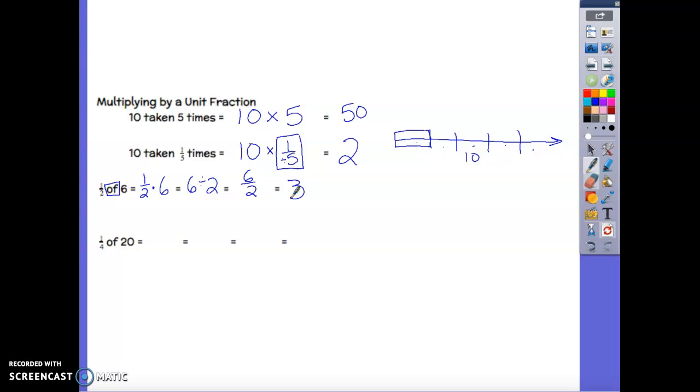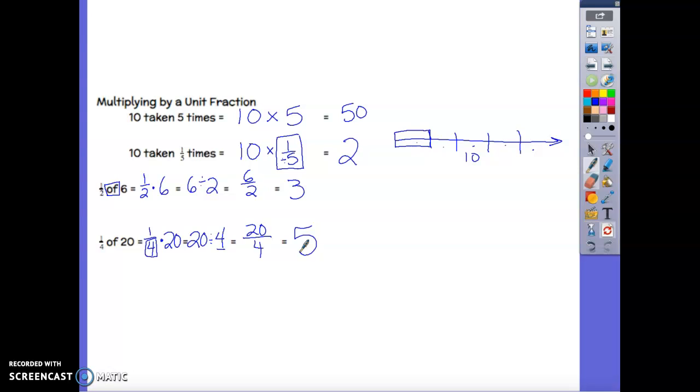You can do the same thing on the bottom one. So 1/4 of 20 is the same thing as 1/4 times 20, which is the same thing as 20 divided by 4. Remember, I'm getting my 4 from my denominator. 20 divided by 4 can be rewritten as a fraction, and 20 over 4 is equal to 5. Now, for today, all of your answers will work out perfectly to those whole numbers.